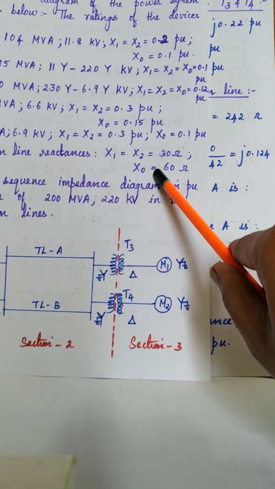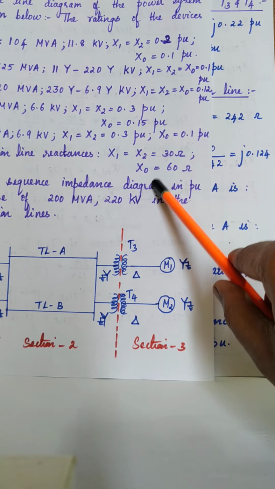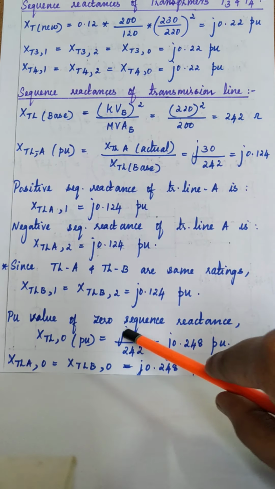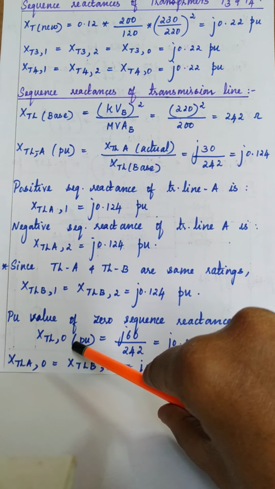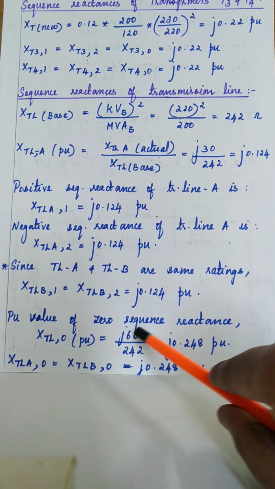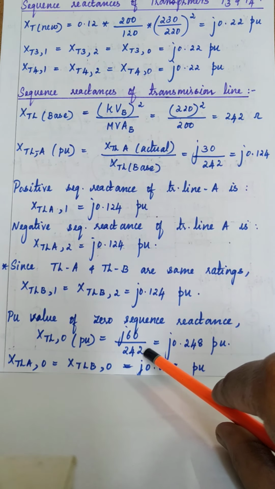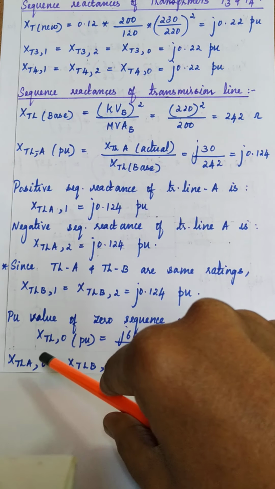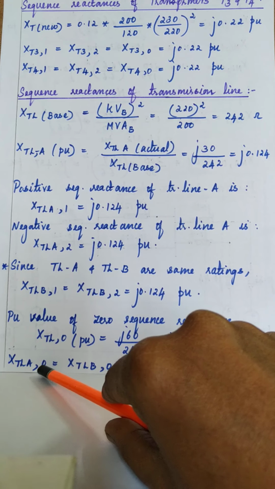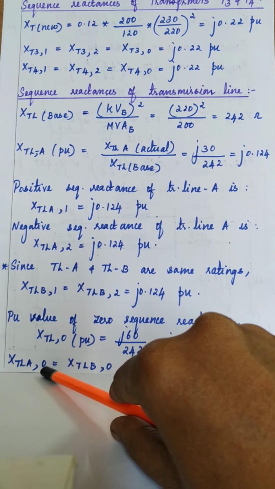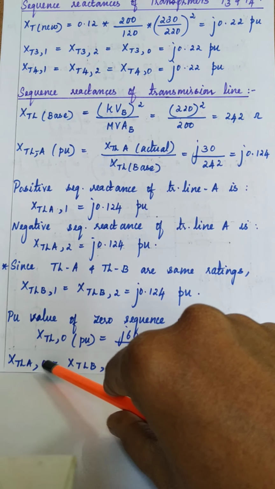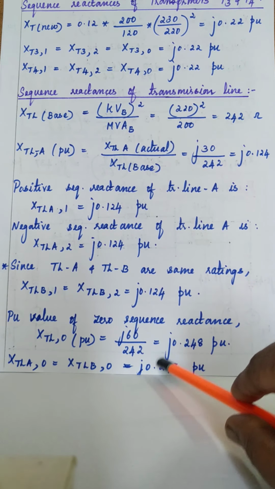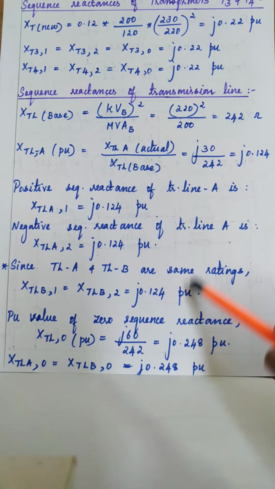So now find out the per unit value of the zero sequence reactance. Okay. So the per unit value of zero sequence reactance of the transmission line is j60 divided by 242, which is j0.248 per unit. So now, since both transmission lines are having the same zero sequence reactances, we write XTLA,0 equals XTLB,0 equal to j0.248 per unit.